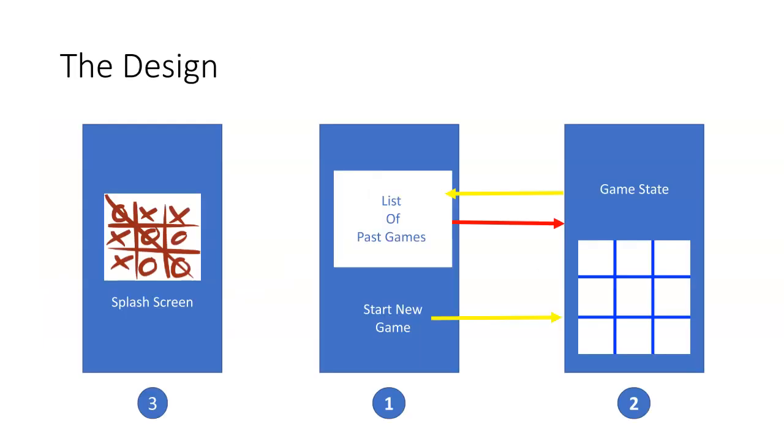So this is what our basic layout was for the app. It will have a list of past games, which will allow us to start a new game or view a previously played game. And when you start a new game, when it finishes, it sends the data back so that the list adds that game, right? And then ultimately we'll add a splash screen, so the game will actually start at splash screen and move forward.